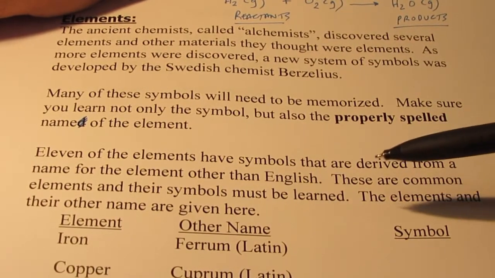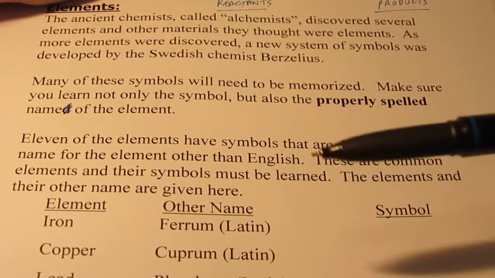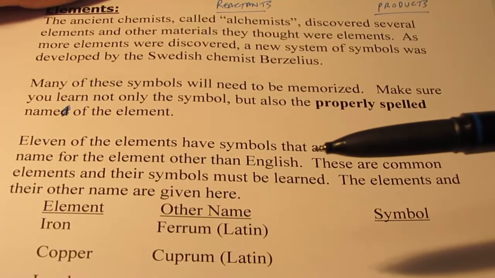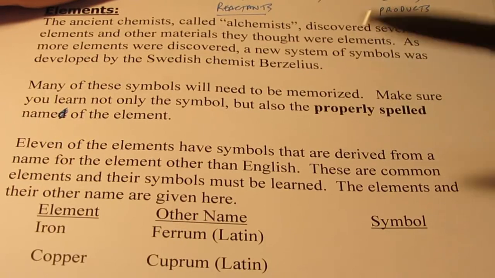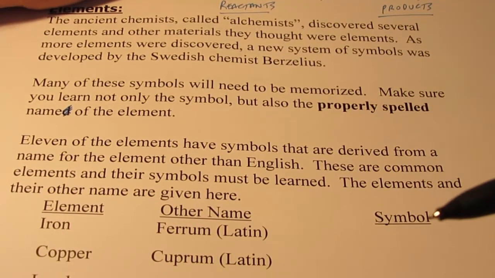So for the most part, the symbols for an element make sense. For instance, if I have the element hydrogen, its symbol would be H. If I have the element oxygen, it's O. The element nitrogen is N. And the element lithium, that's 2 letters in that element symbol, and that's Li.